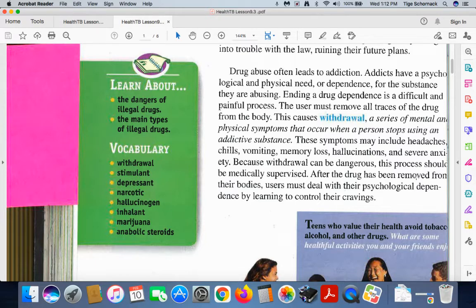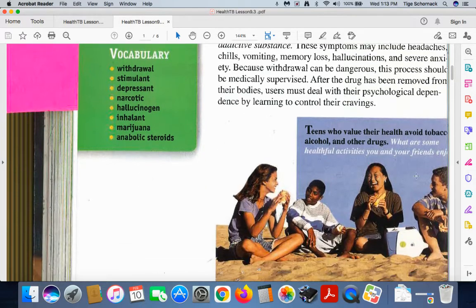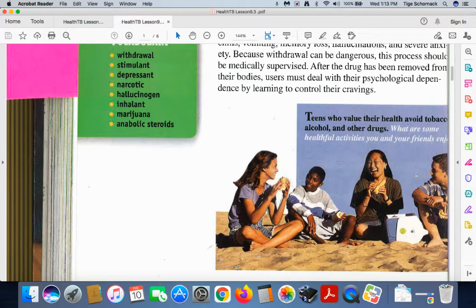This causes withdrawal, or a series of mental and physical symptoms that occur when a person stops using an addictive substance. These symptoms may include headaches, chills, vomiting, memory loss, hallucination, and severe anxiety. Because withdrawal can be dangerous, this process should be medically supervised. After the drug has been removed from their bodies, users must deal with the psychological dependence by learning to control their cravings. Teens who value their health avoid tobacco, alcohol, and other drugs.